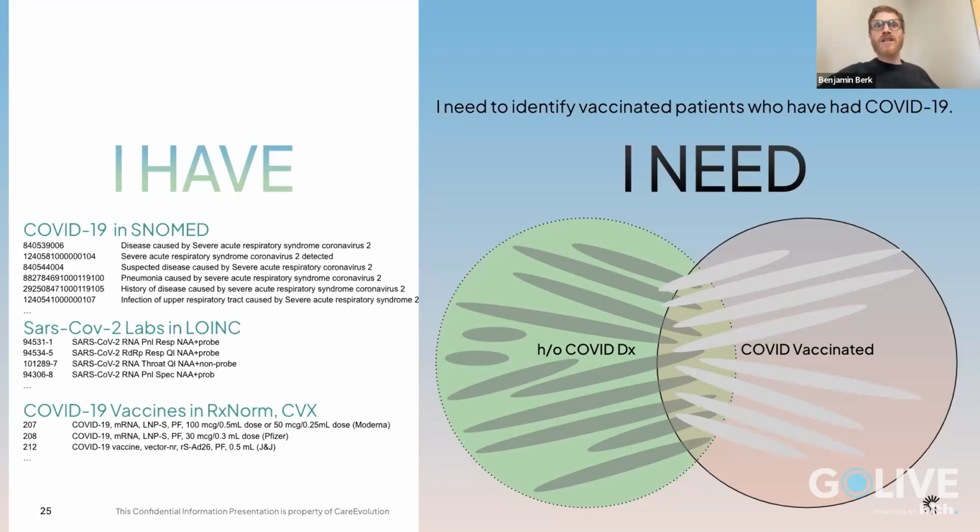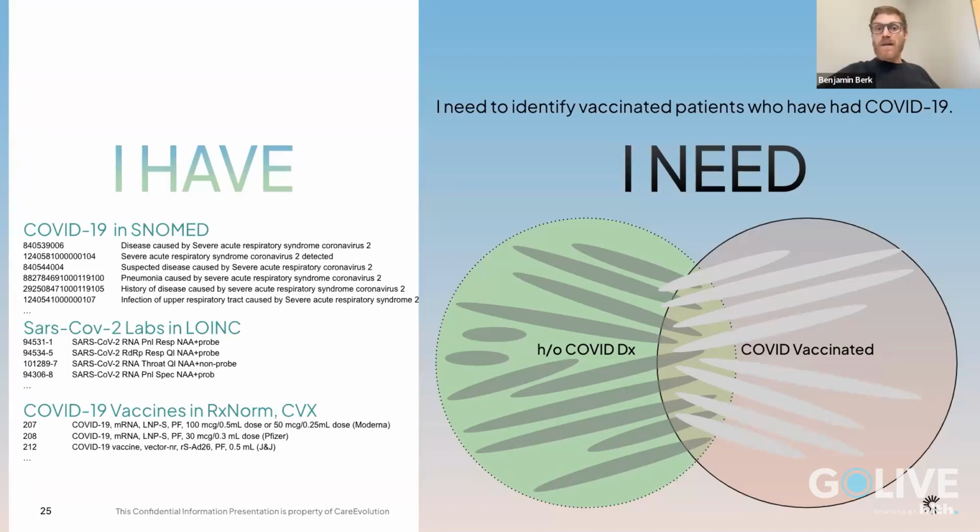There's a disease caused by SARS-CoV-2. There's pneumonia caused by SARS-CoV-2. There's infection of the upper respiratory tract caused by SARS-CoV-2. And if we are asking a clinical question that needs us to identify confirmed COVID diagnosis, we want to include all these things. And we certainly could list out all the codes we want to include.